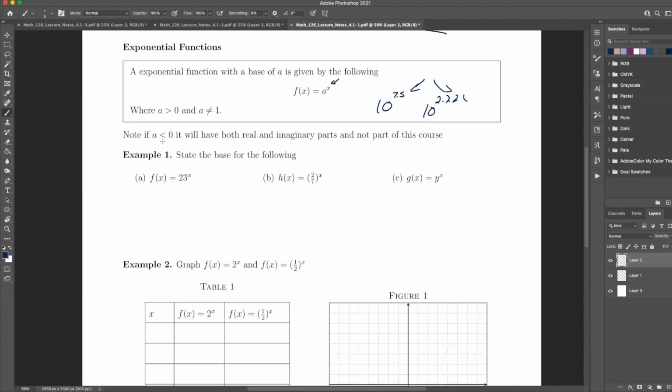If a is less than that, you can have both real and imaginary parts for all of it. And so we're not going to be doing that in this course. You won't get that until you get to a complex analysis course. Okay. So here we're just going to state the base. And you can also have variables be bases. So you can raise one variable to another.